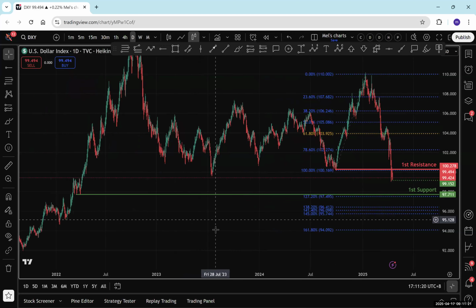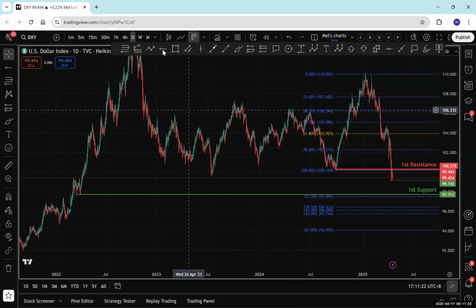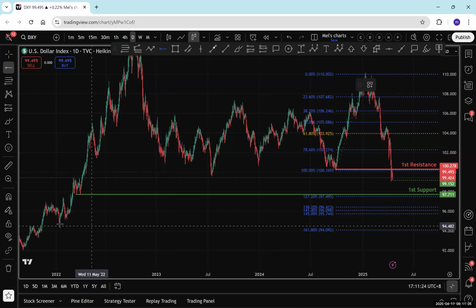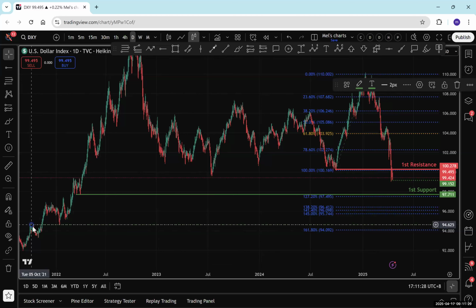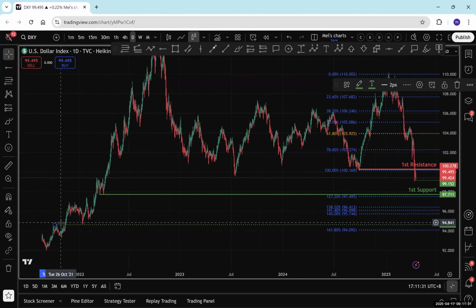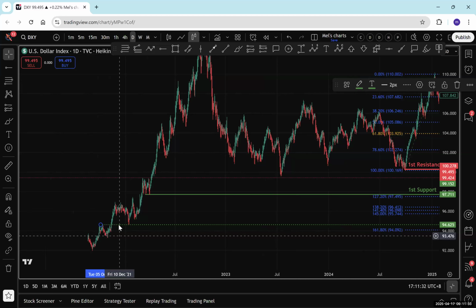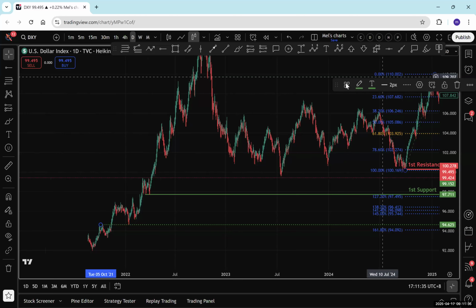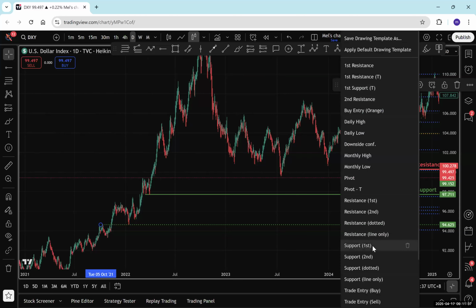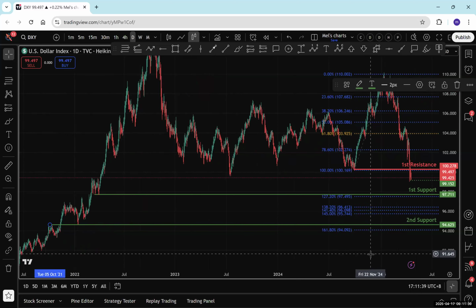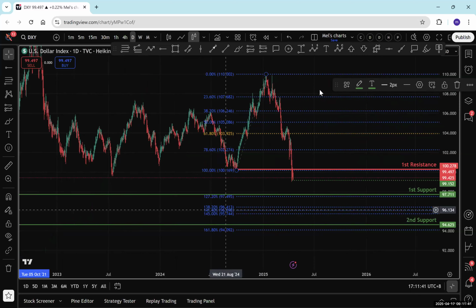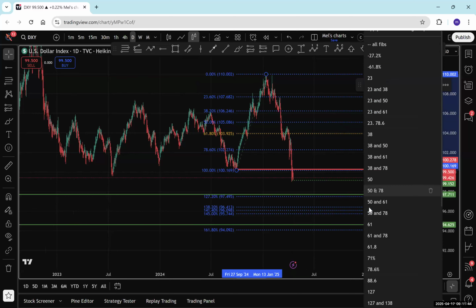Now we can place another second support in line with that 161.8, and it's also in line with this overlap level here. So this is my second support. I'm just going to keep that 127 and the 161.